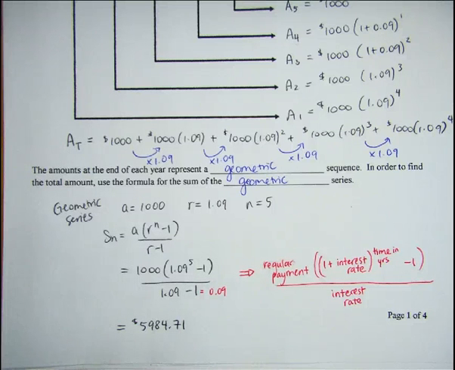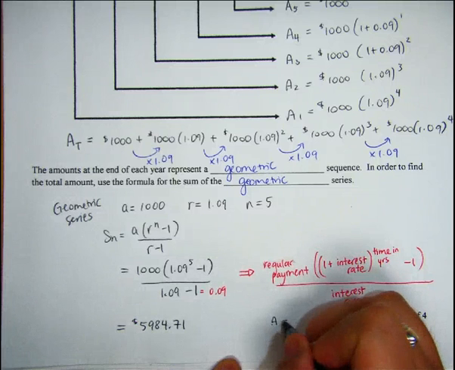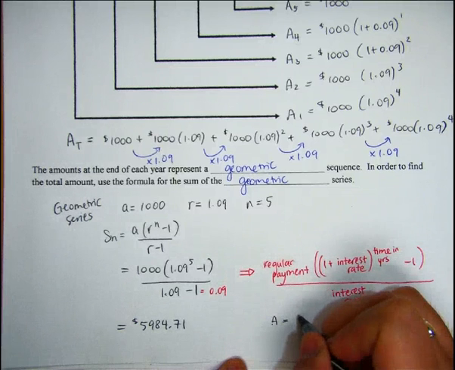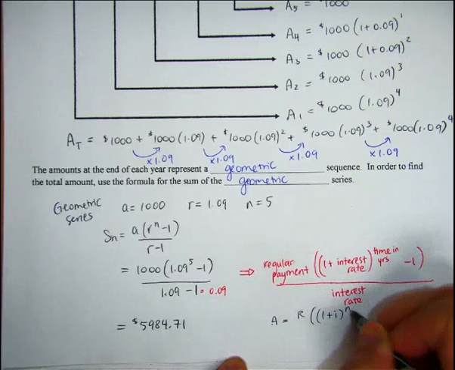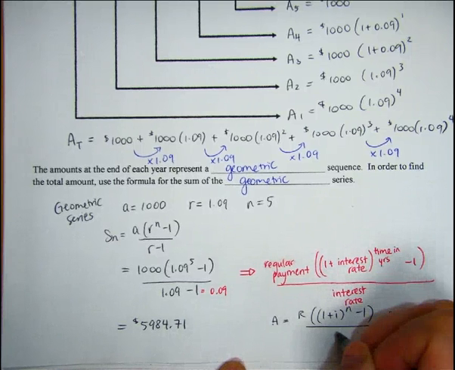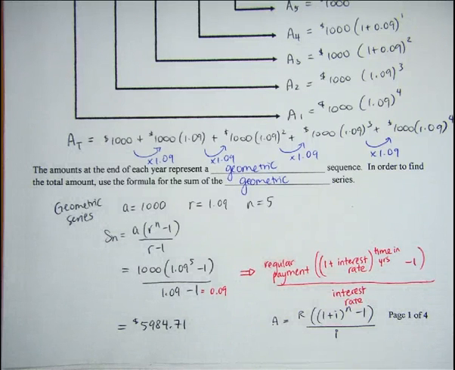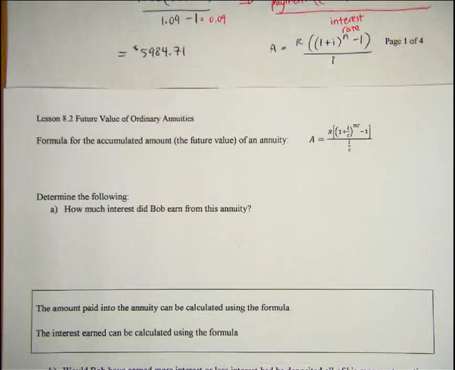Okay. Now, if I were to rewrite this using some variables, I would get the formula R bracket 1 plus i to the exponent n minus 1 over i. And there's your future value of an annuity formula. So turn to the next page, and I'm going to show you why it changes just a little bit, again, because of the whole compounding frequency issue.